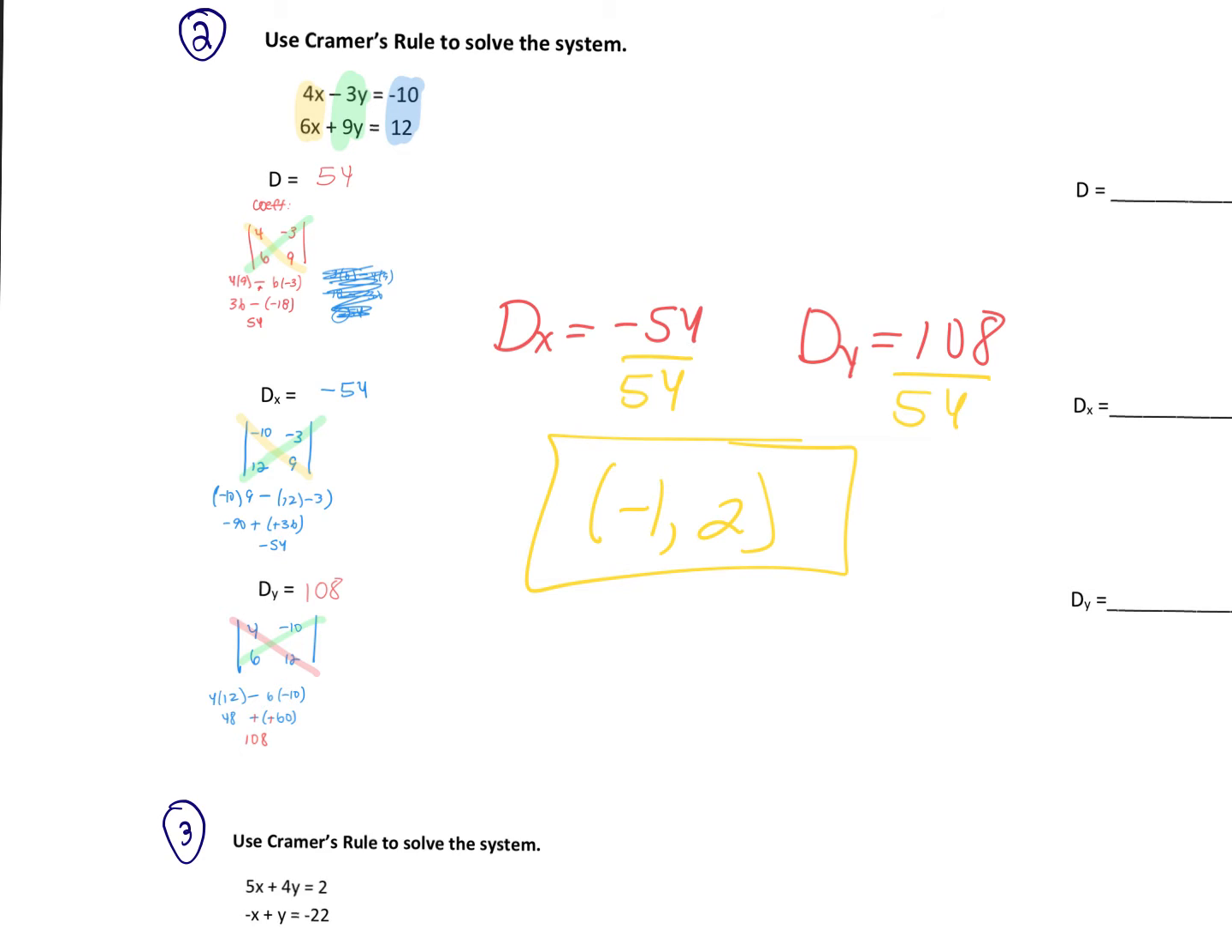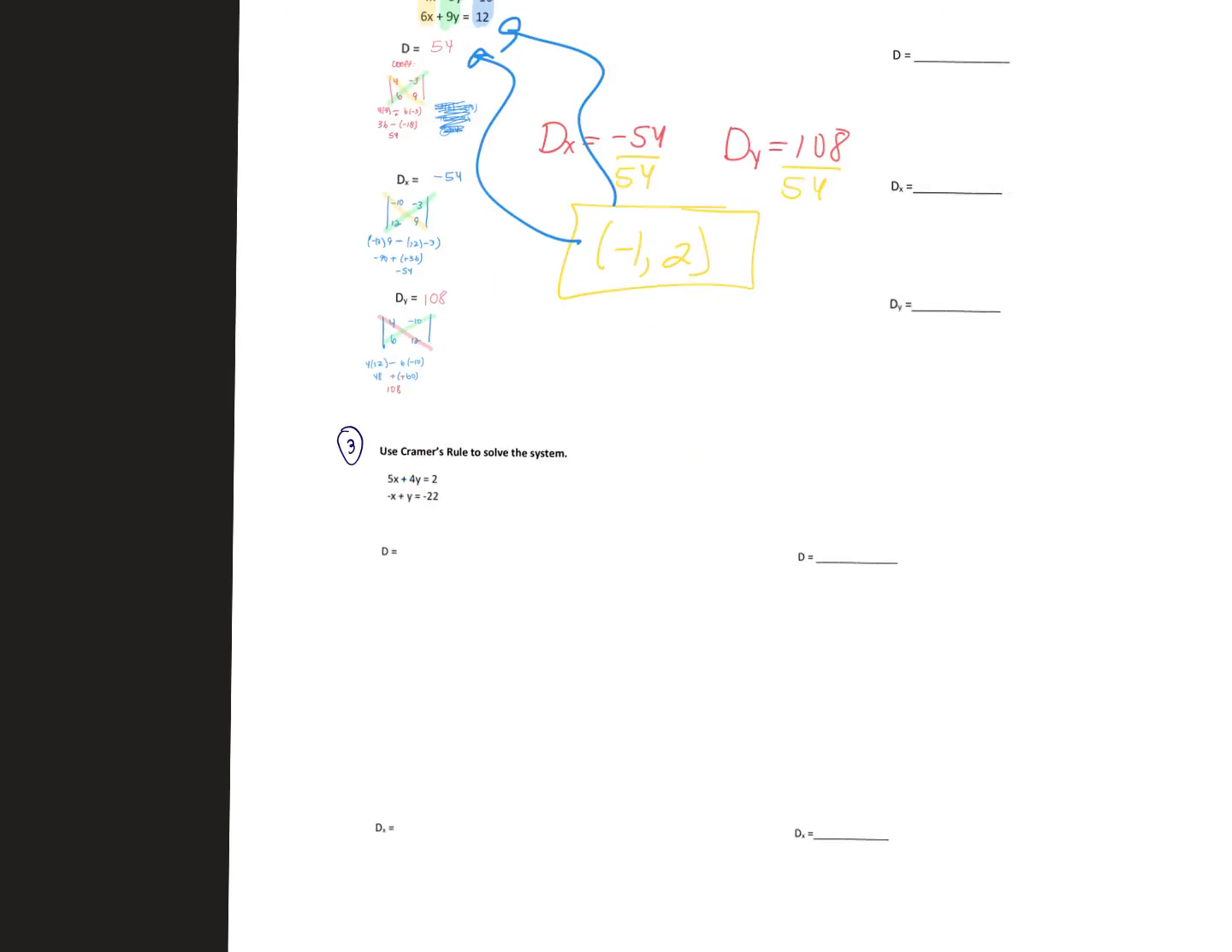And then how do I know for sure that I'm right? What can I do with negative 1, 2? I can plug it right back in there, and it'll satisfy both equations. Make sense? Yeah? All right, let's look at this one.